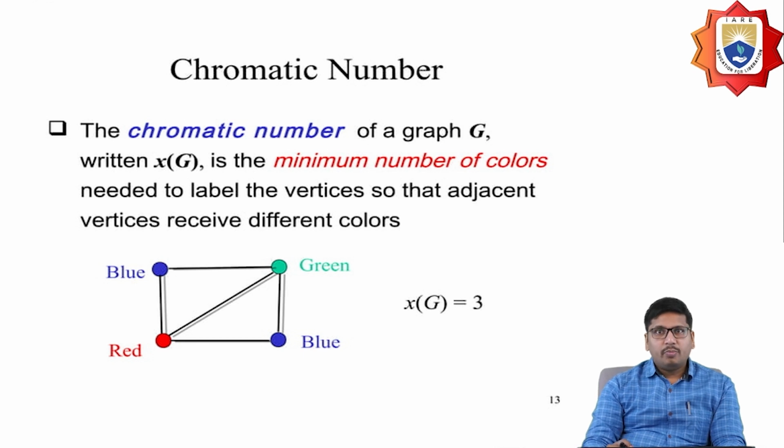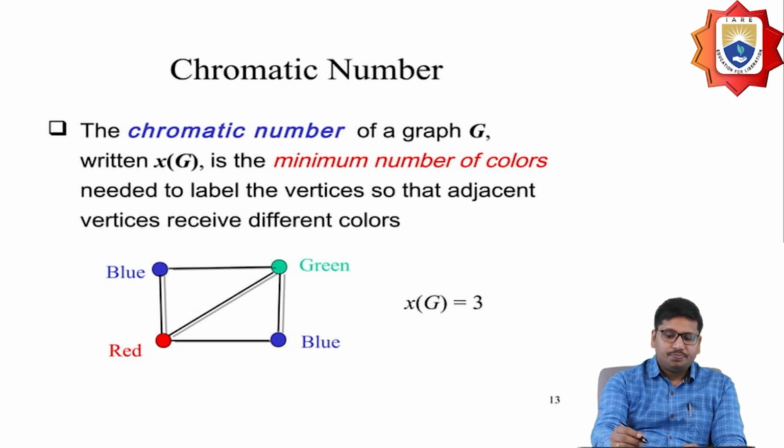And next one is the chromatic number. So what is the chromatic number? The chromatic number of the graph G is denoted as X of G. That is the minimum number of colors needed to label the vertices such that adjacent vertices receive different colors.